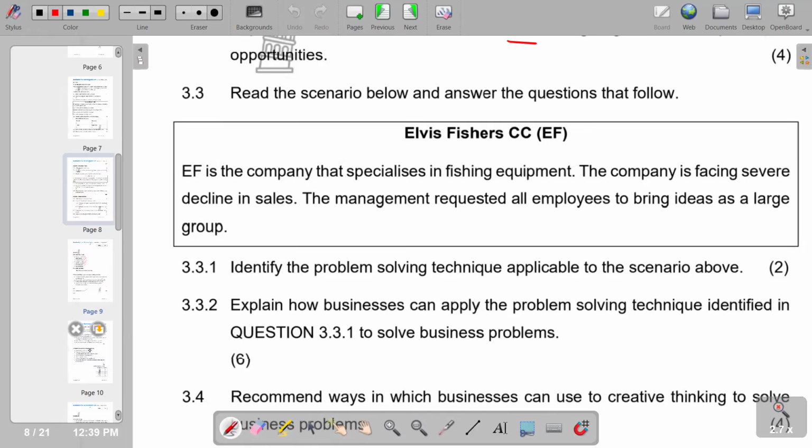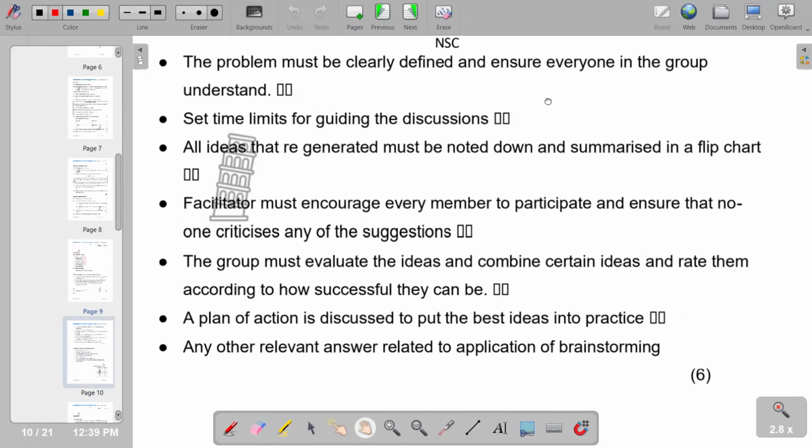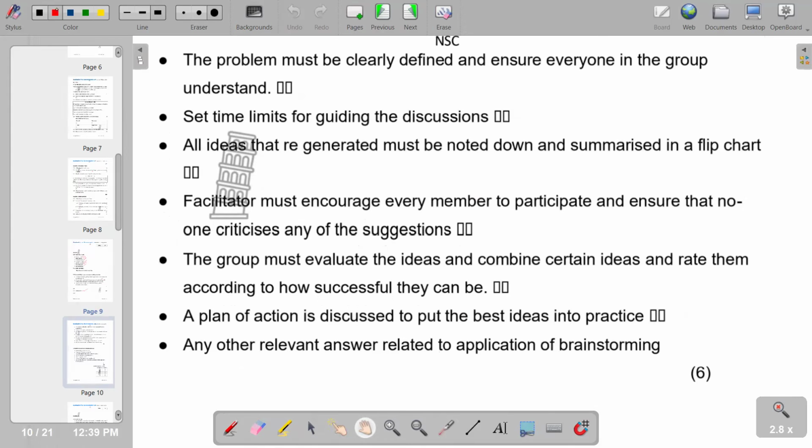So we move on to see what we have in response to that, whereby at the first point, the problem must be clearly defined and ensure everyone in the group understands. That's the first point that we have, and also set time limits for guiding the discussions. All ideas that are generated must be noted down and summarized on a flip chart. So these are some of the points that we can include. For the last one, a plan of action is discussed to put the best ideas into practice. So that's what we have on that part.